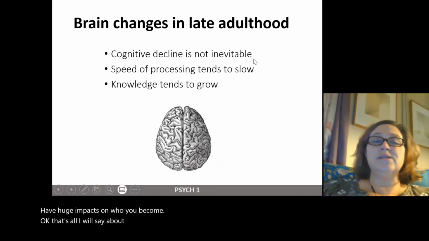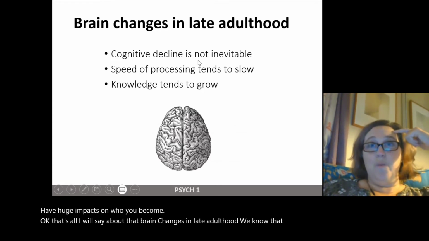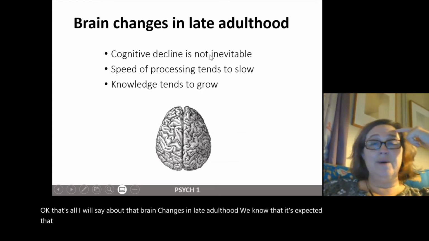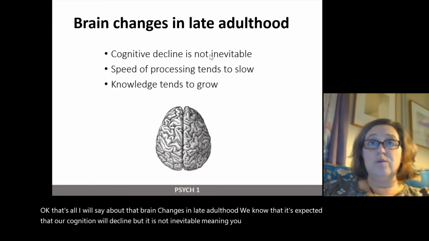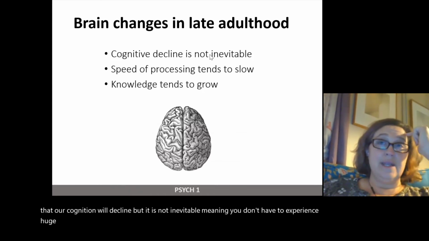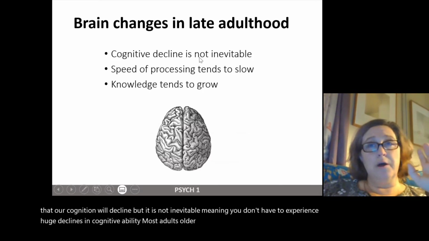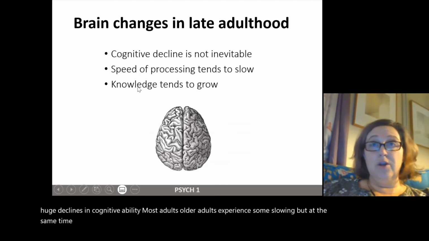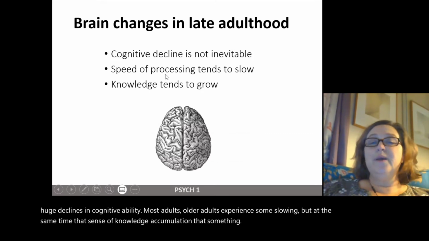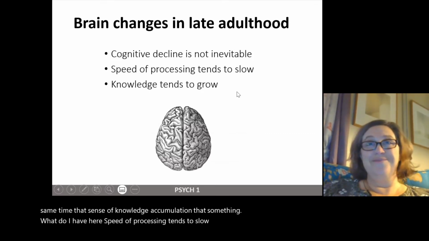Brain changes in late adulthood. We know that it's expected that our cognition will decline, but it is not inevitable, meaning you don't have to experience huge declines in cognitive ability. Most older adults experience some slowing, but at the same time there is knowledge accumulation. Speed of processing tends to slow, knowledge tends to grow.